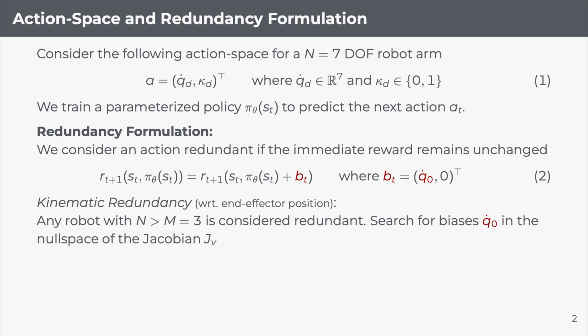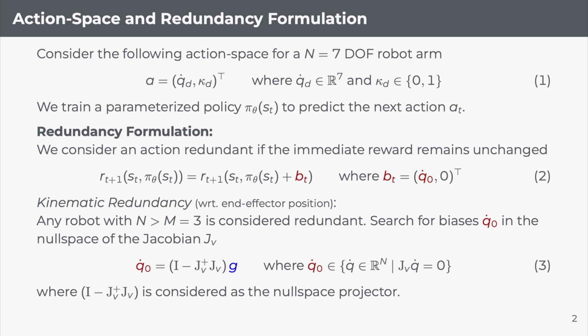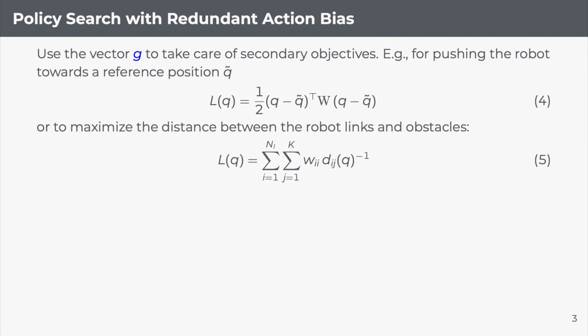This allows us to derive the bias b_t using redundancy resolution. Hence, we search for the bias q̇_0 in the null space of the Jacobian J_V. The expression in the brackets maps an arbitrary vector g into the null space of J_V, where J_V superscript plus is the pseudo-inverse of J_V. Now we can use the vector g to consider secondary objectives.